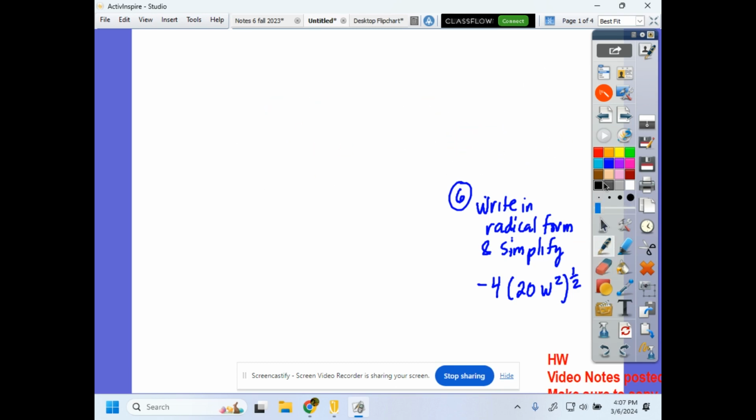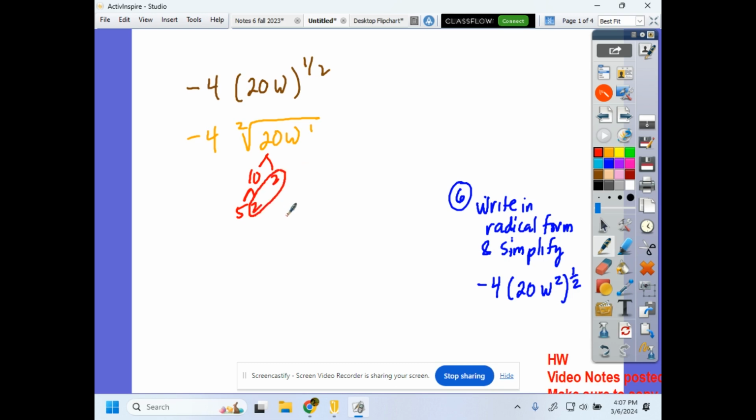And number 6 here, negative 4 times 20w to the 1 half. You know the 1 half there can be written as square root of 20w. The index here is 2. This is 1. And there's a negative 4 here. You're going to distribute the 20. Break down the 20 to 10 and 2, 5 and 2. That's a pair of 2 there, right?